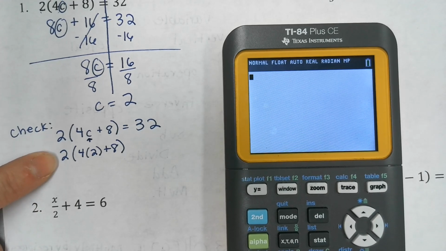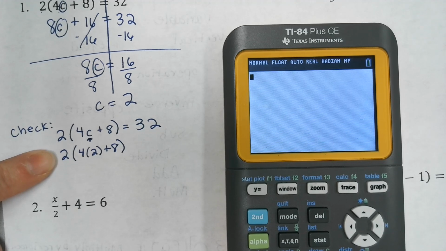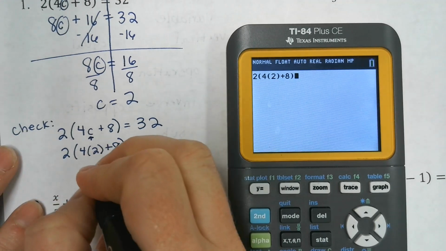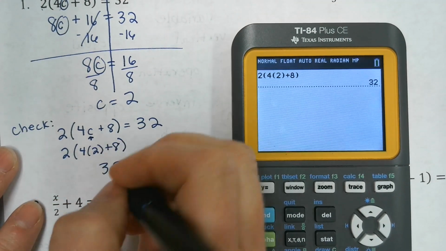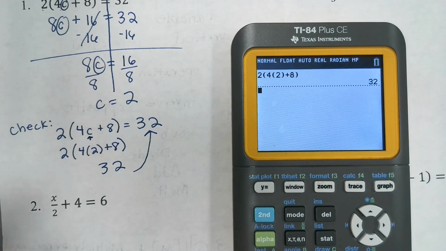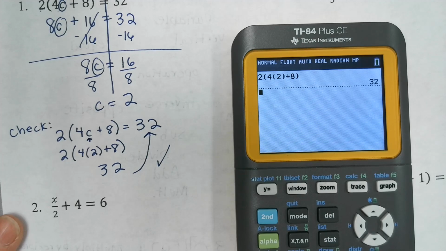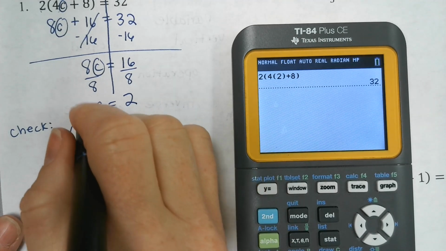We're just going to put in this right here. So everybody get your calculator. If you don't have one, go grab one. Everybody needs to be doing it. 2 parentheses 4, then put a 2 in parentheses for that c, and do plus 8. Close your parentheses. And it equals 32, which is what we want. We want them to be balanced. We want them to be equal. So that just shows that we have checked it. So put a box around your answer.